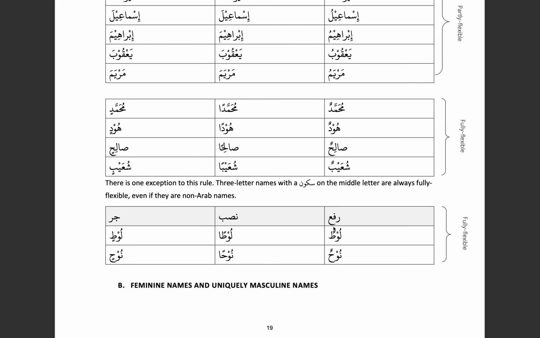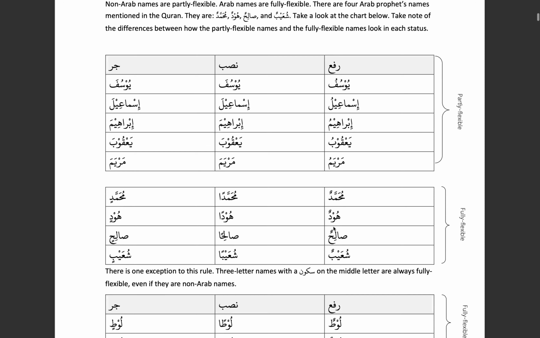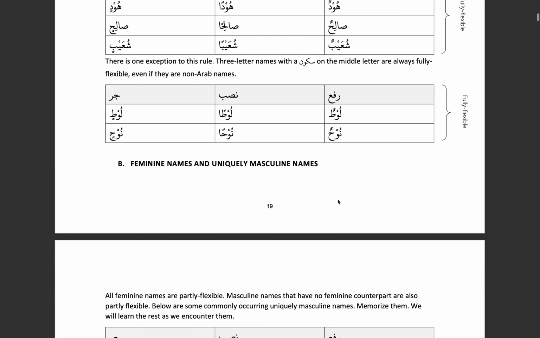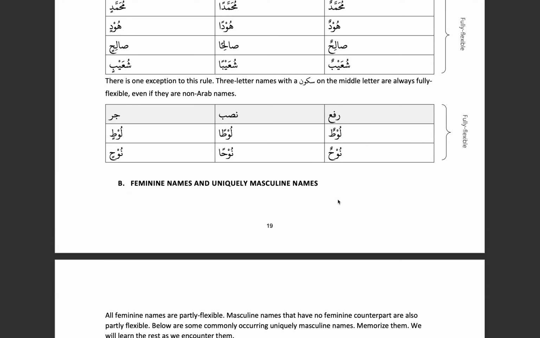And of course, there are also other exceptions. For example, from my notes here, when you have three letters, even though they are non-Arab names, they could become fully flexible. Of course, we said that Arab names are fully flexible, but if they are non-Arab names that are only three letters, and the middle letter also has a sukun, then it can become fully flexible. So that's about one part of names: Arab name or non-Arab name, or is it three letters or not three letters, and whether it has a sukun in between these three letters.